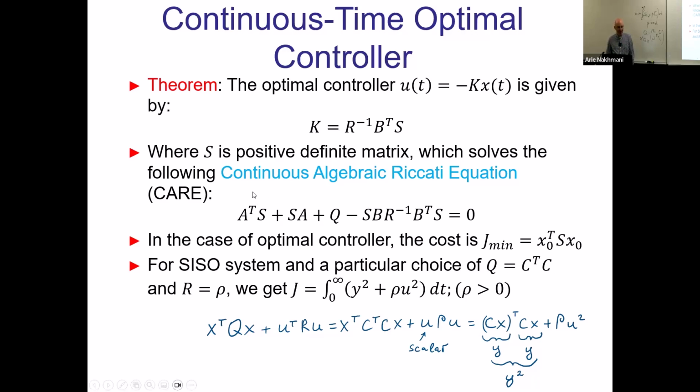So remember that this is called the continuous algebraic Riccati equation. Sometimes people just say it without the C, so they say ARE or CARE, whatever you name it, algebraic Riccati equation. We will also have the discrete algebraic Riccati equation for discrete-time systems, which will be a different thing, but still the same kind of thing. All right.